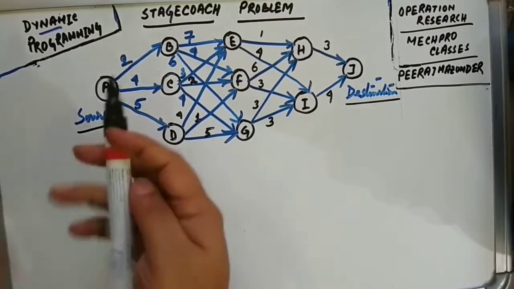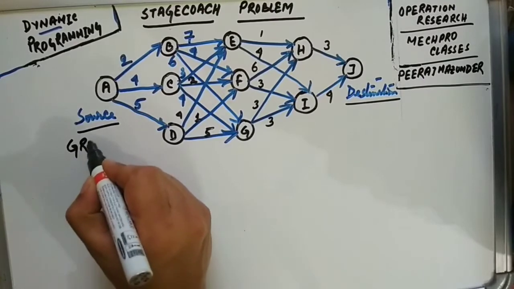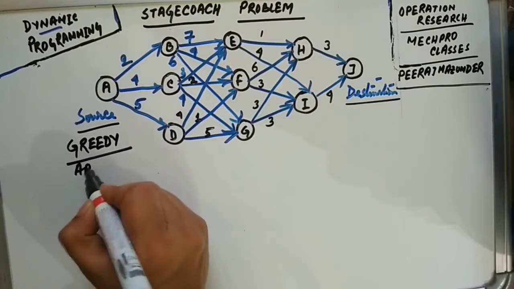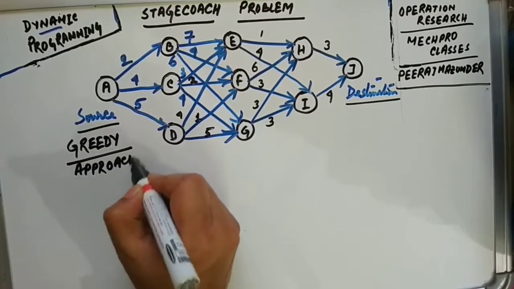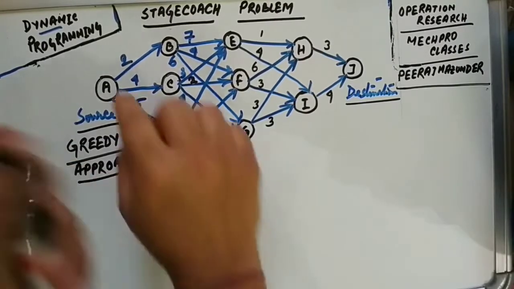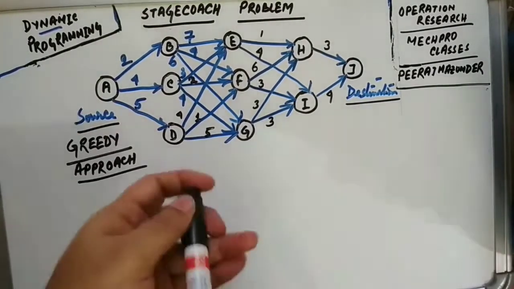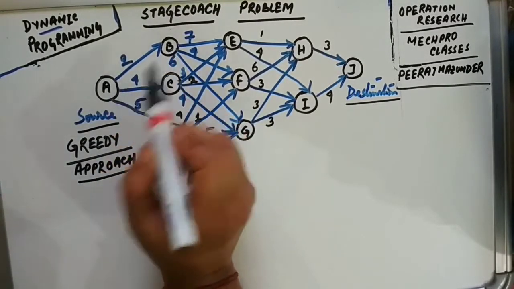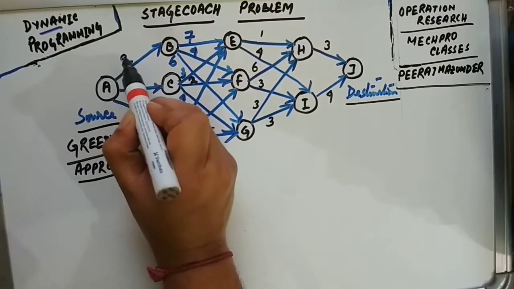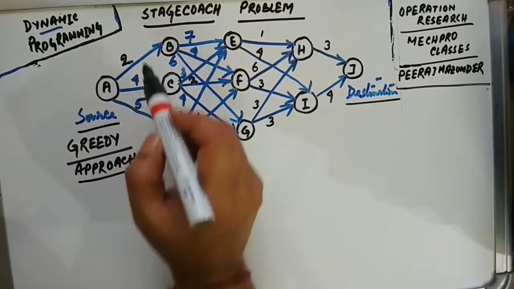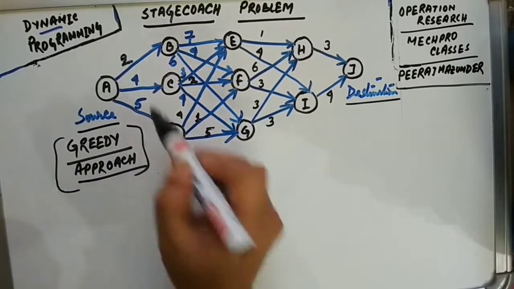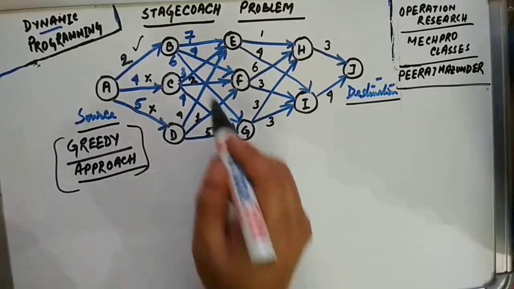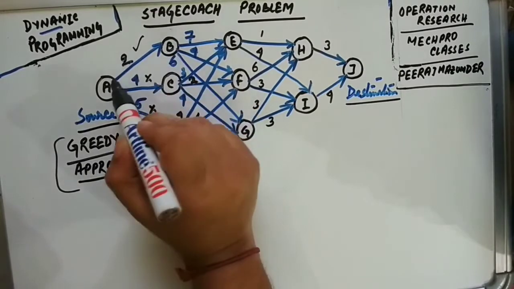Now, the greedy approach means it is greedy about something. So I will write greedy approach. Now, if I say it is greedy about, say, the cost of travel. Okay, so it will choose the path with the least cost. And from A to B, you can see over here, the cost is only 2. So the greedy approach will just take this path and will omit the rest of the paths as well. So it will start from A to B. So it will move from A to B as well.